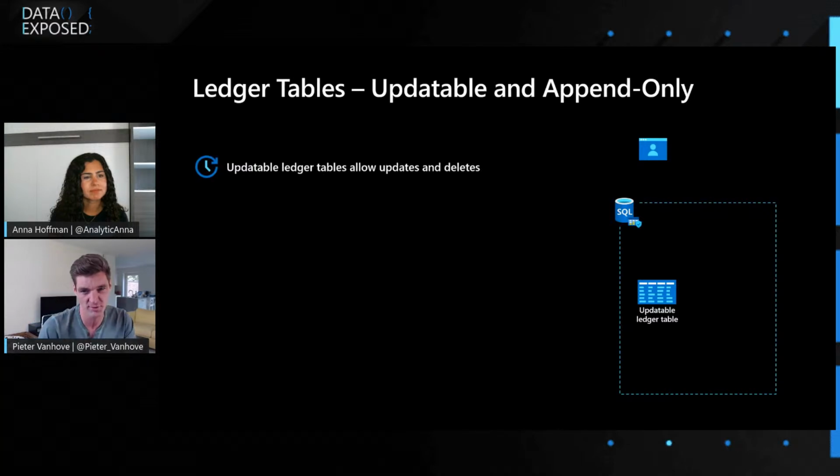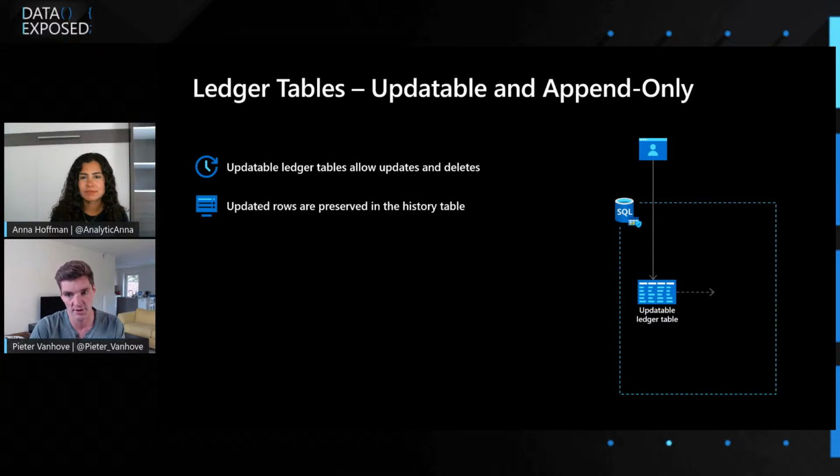Let me quickly jump into a little bit more detail on how it works. So we have ledger tables, and we have two types of tables. We have updatable ledger tables and append-only ledger tables. Typically, of course, updatable ledger tables allow you to do update, insert, and delete statements used by the applications. And we also have append-only, where we block update and delete statements, so we just allow insert statements.